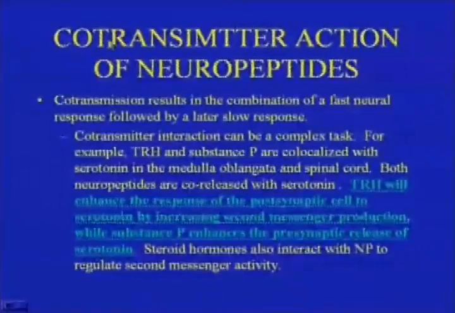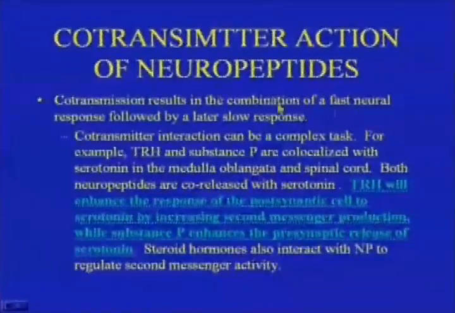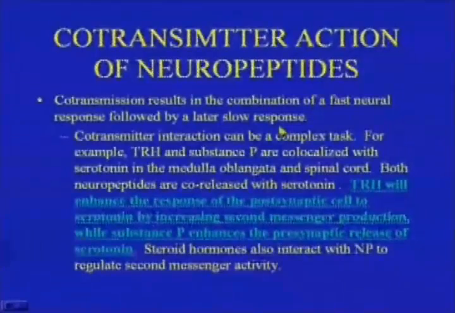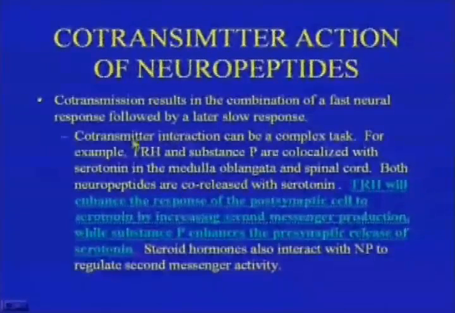So the co-transmitter peptides, sorry about the misspelling, actions of the neuropeptides are really complex. You can have a combination of a fast neural response followed by a later slow response, as we were talking about. We saw that pattern of release, and with the TRH even, we saw it taking up to 15 minutes or more to produce the persistent and most profound effect on the respiratory neurons in the medulla oblongata.